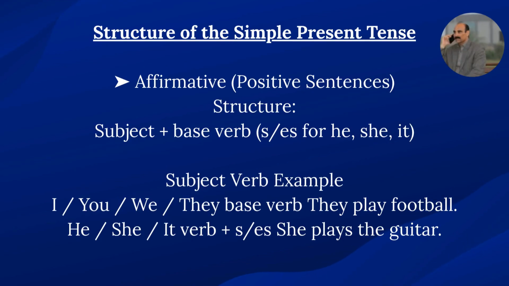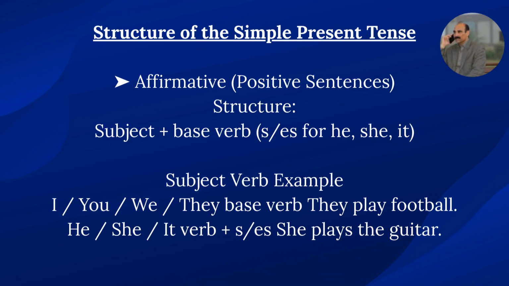Now, let's talk about the structure of simple present tense. In affirmative or positive sentences, the structure would be subject followed by base form of verb. But if the subject is he, she, or it, the verb will be followed by s or es. But if the subject is I, you, we, or they, it will be followed by the base form of verb.